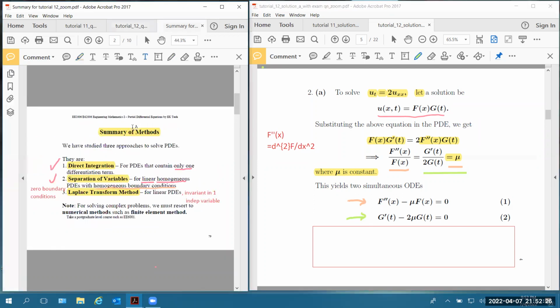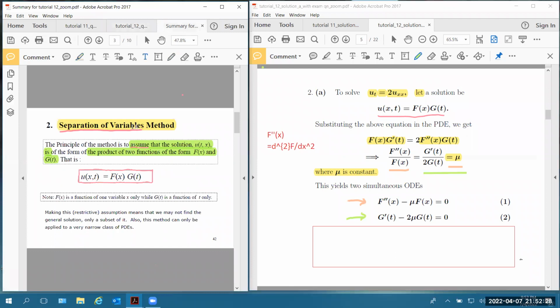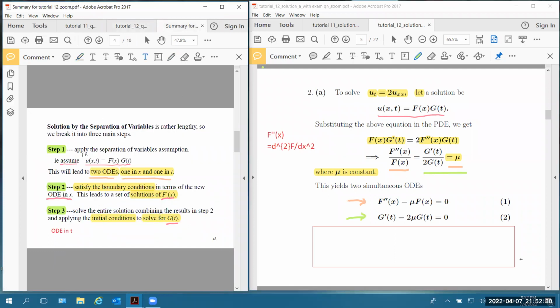So let's look at our summary. In step 1 here, I get 2 ODEs, 1 in x, 1 in t. Now I want to go to step 2. In step 2, I actually want to solve the one involving f(x) first. That means I want to solve equation 1 first. So let's go and solve equation 1.